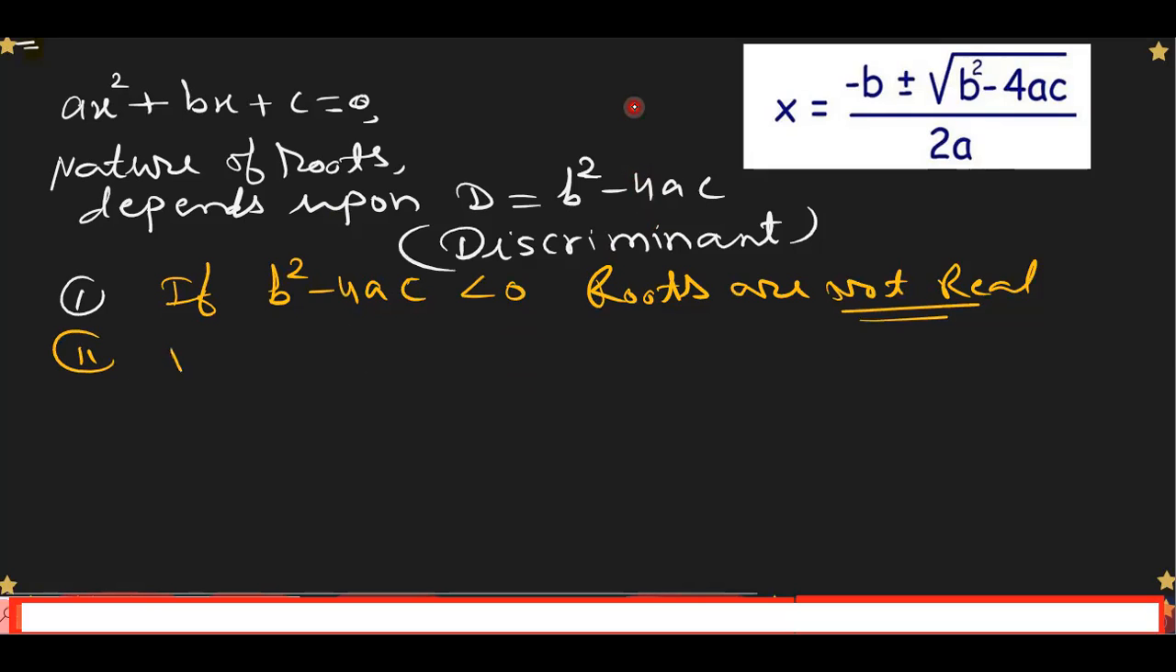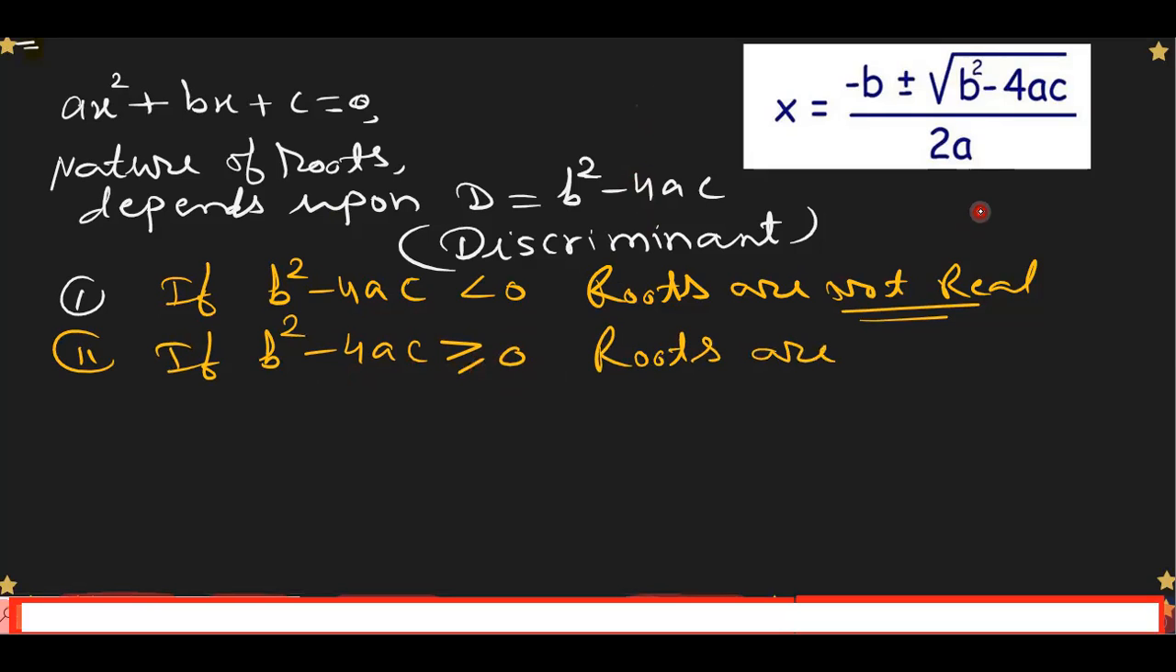Number 2, if the discriminant means b square minus 4ac is either 0 or greater than 0. Here there are 2 signs. It is if b square minus 4ac is greater than 0, or this is the sign of equality, equal to 0, then roots are real.